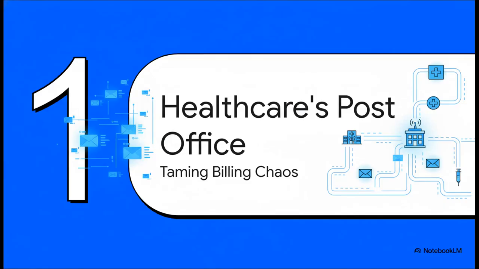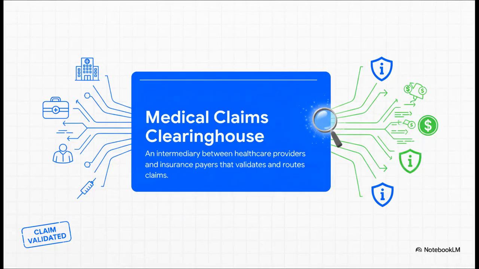So first up, let's talk about the solution to all this chaos. You can think of it like a very specialized post office, built just for the wild world of healthcare. And this digital post office has a name, a medical claims clearinghouse. It's basically a middleman. It sits right in between the doctor's office and the hundreds of different insurance companies they have to deal with. It becomes the central hub in a system that would otherwise be complete and total chaos.